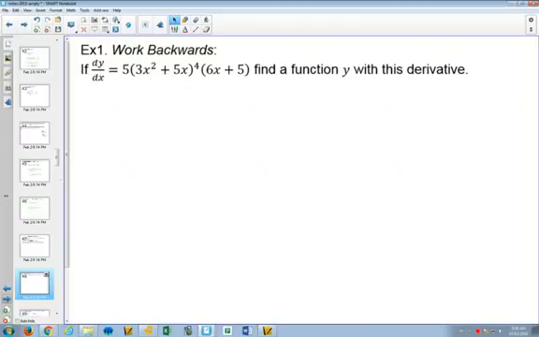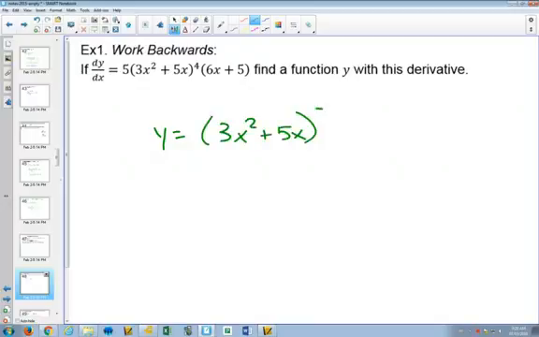So if we were working backwards, it's easy to see that we would need a 3x squared plus 5x to the 5, because this is a perfect chain rule where nothing's been simplified. But what is going to happen to us is we're going to get into some chain rules that have been somewhat simplified, and we're integrating. And it's not easy to see what the numbers were.